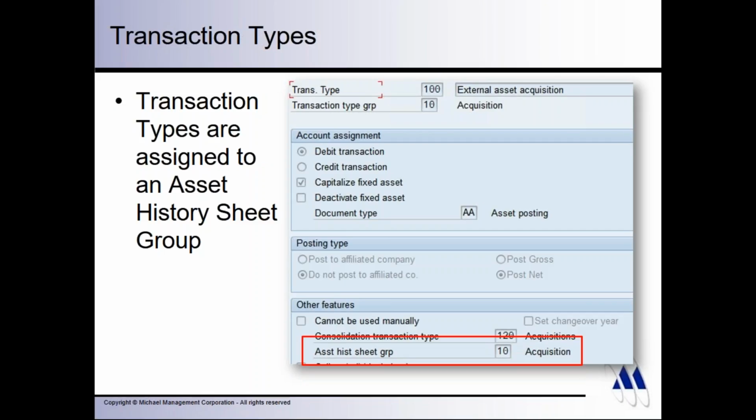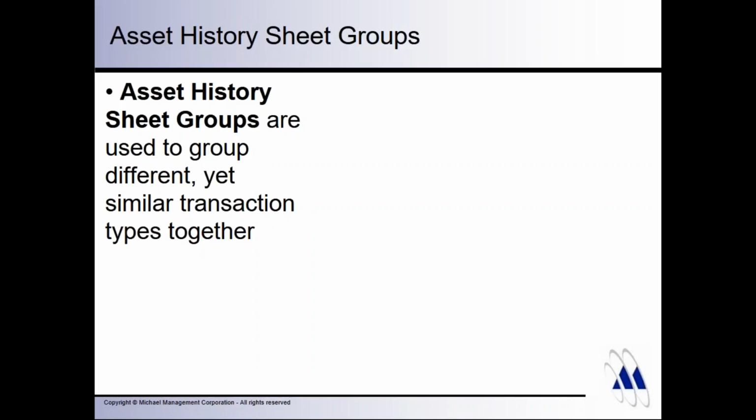Each transaction type must be linked to what's called an asset history sheet group. Do you see that here down at the bottom, that red box? This transaction type 100, an external asset acquisition, meaning we just bought an asset from an external source, is assigned to history sheet group number 10 called acquisitions. So this asset history sheet group is used to group transaction types together. Not the same, but they're similar.